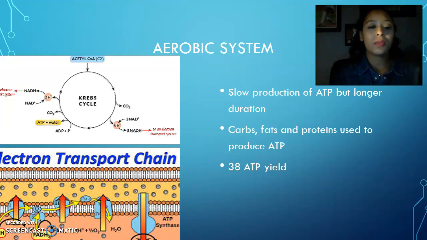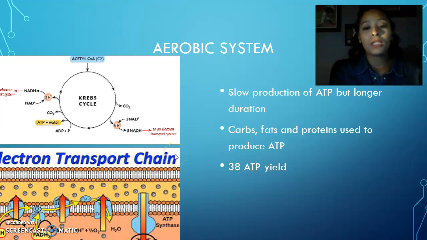The next system that we're going to be talking about is the aerobic system. The aerobic system uses the Krebs cycle and the electron transport chain to produce ATP. This system is going to be the slowest production of ATP, but it allows for a longer duration of exercise. So when we think of the aerobic system, we think of exercises such as a marathon race or cycling, just things with a longer duration of time.